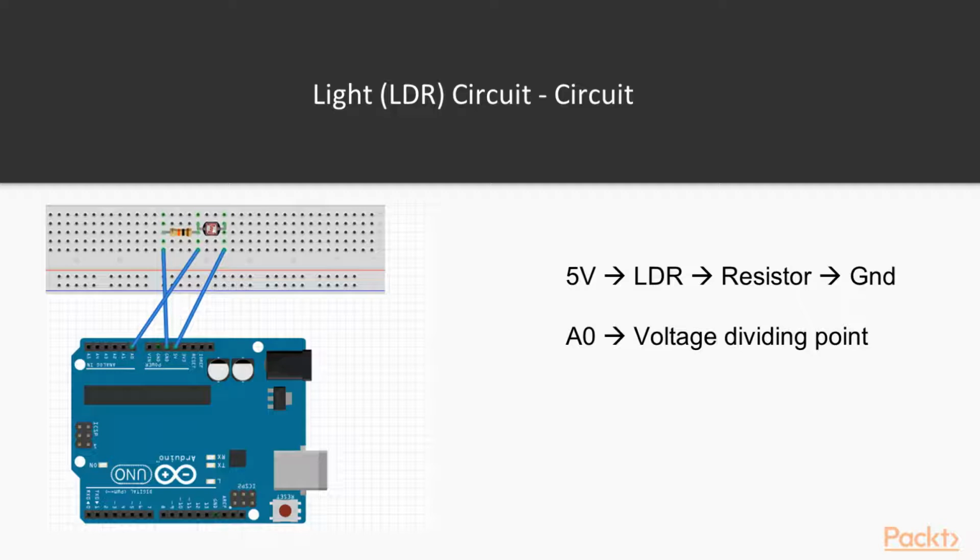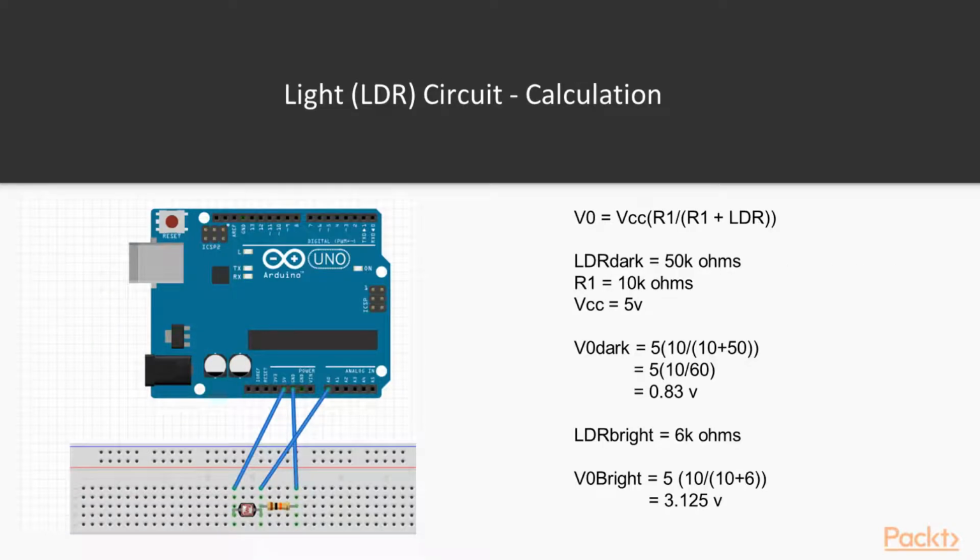Perfect. Now the voltage divider point is where your resistor meets your LDR, and that is going to be connected to A0. That is going to be our analog pin where we're going to be measuring the voltage. Perfect. Now we want to be understanding the mathematics behind it. Now let's take a look at some equations.